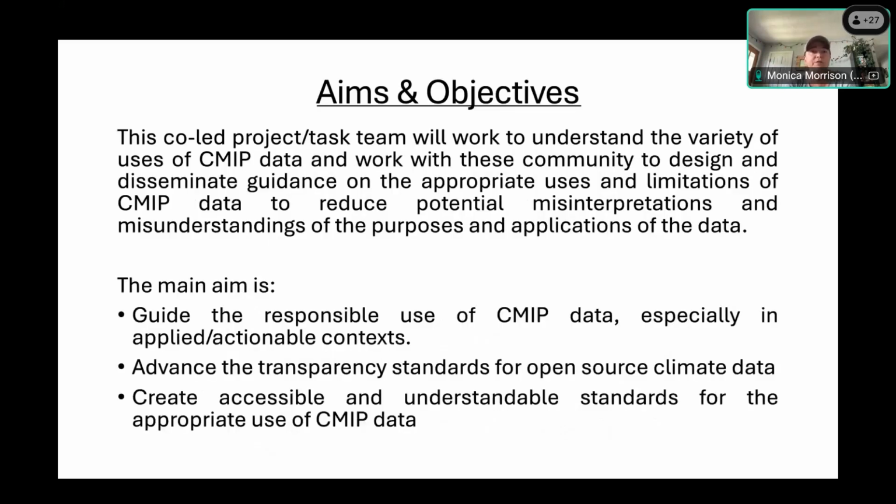The aims and objectives of this are to understand various uses of CMIP data, and to disseminate and design guidance on the appropriate uses and limitations of the data so that we can increase data literacy around CMIP data from experiments, to cut down on potential misinterpretations, misunderstandings, and misapplications of the data, or at least give some guidance on, when you're using this output, you need to be aware of these sorts of limitations in its use, or even just flag certain output fields, like runoff sensitivities, to say that this is not fit for use in any sort of actionable application.